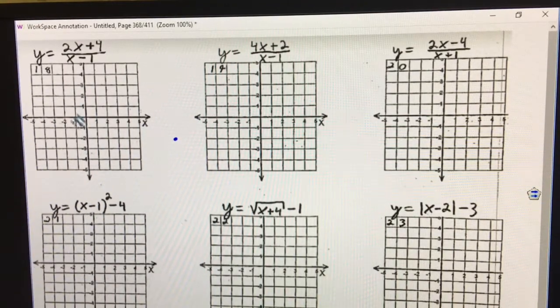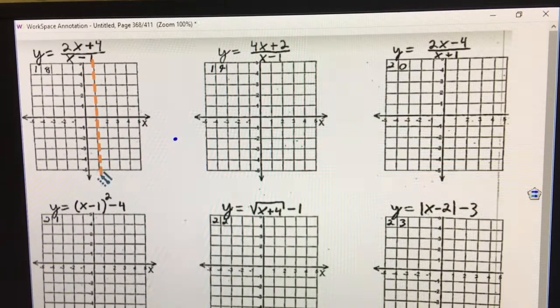For number 18, what's the vertical asymptote? Now notice the degree of the top is the same as the degree of the bottom. So I'm going to take that 2 and divide it by that 1. So it's going to be y equals 2 as the horizontal.